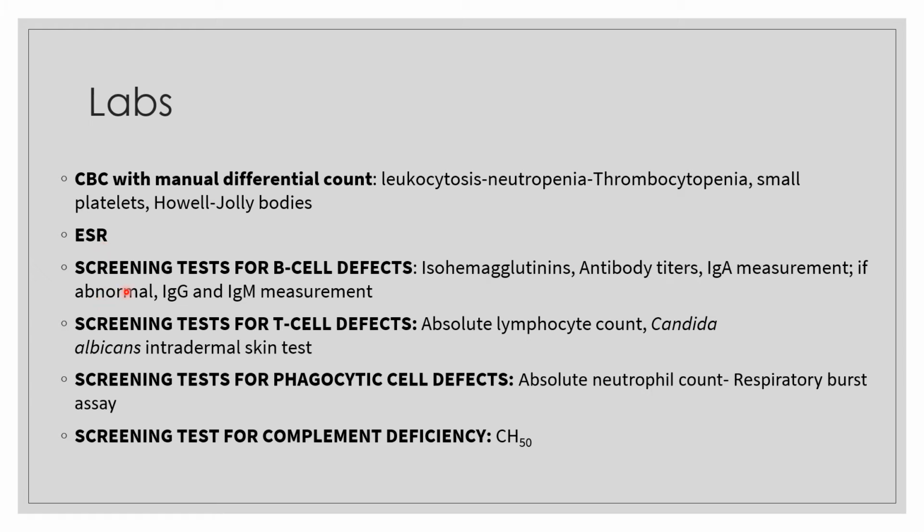ESR. In the screening test for B cell defects, we will see the isohemagglutinins, antibody titers, IgA measurement. If abnormal, we will do the IgG and IgM measurement. For the T cell defects, we will do the absolute lymphocyte count, Candida albicans intradermal skin test. And for the phagocytic cell defects, we will do absolute neutrophil count, respiratory burst assay. And for the complement deficiency, we can do the CH50.